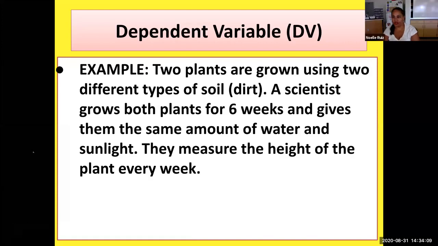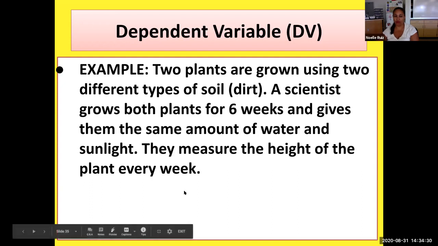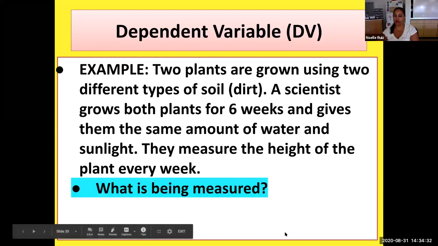All right, so this is our example. You're going to have 3 slides with our example picking out the different variables, but you only need to write it down once. So 2 plants are grown using 2 different types of soil. Soil is a fancy name for dirt. The scientist grows both plants for 6 weeks, gives them the same amount of water and sunlight. They measure the height of the plant every week. So, first question you need to ask yourself is what is being measured?